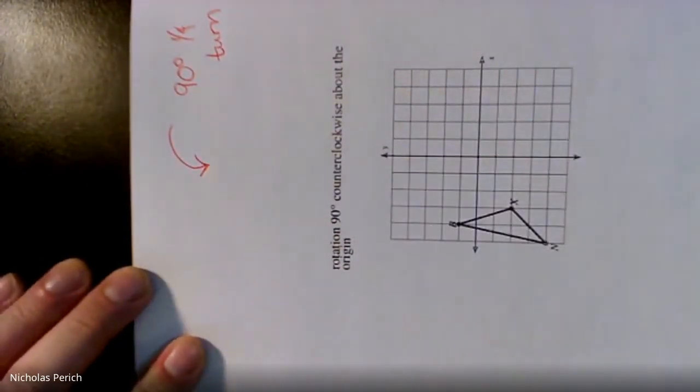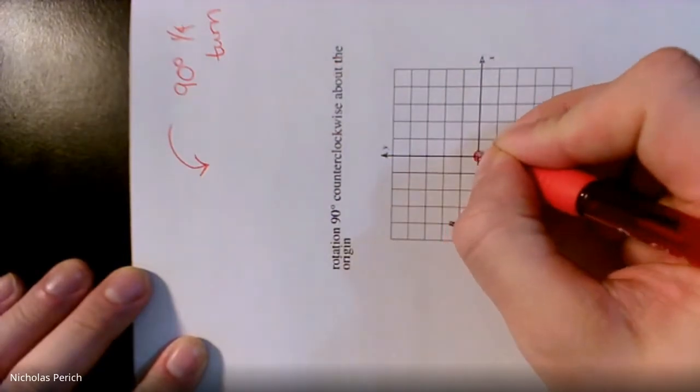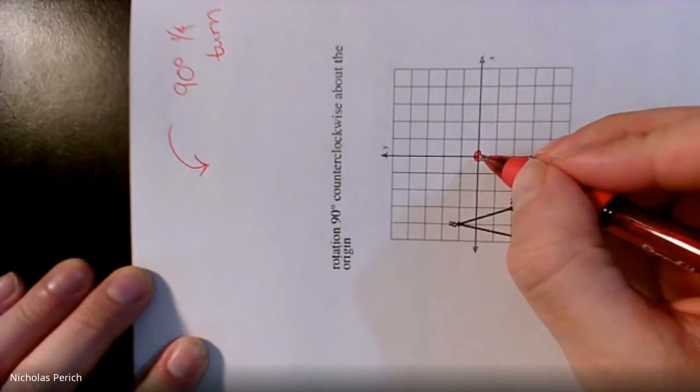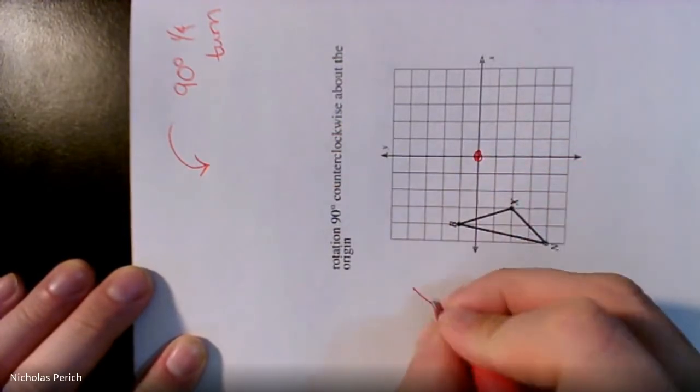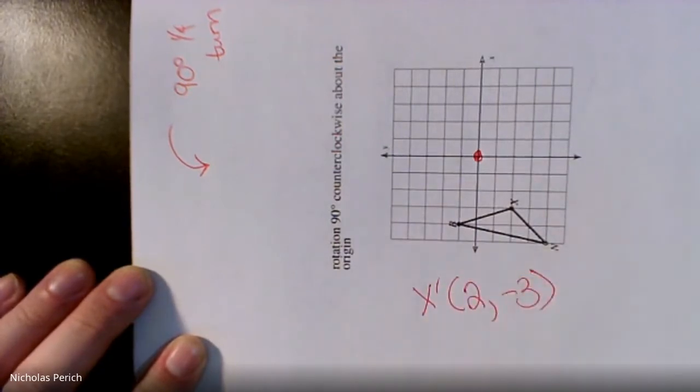That's step one. Step two is you write out the points as they appear. What do I mean by that? Here's my origin. It appears to me that the way I get to x is I go right 1, 2, down 1, 2, 3. So x prime would be right 2, down 3.